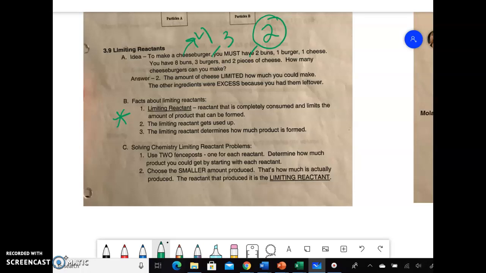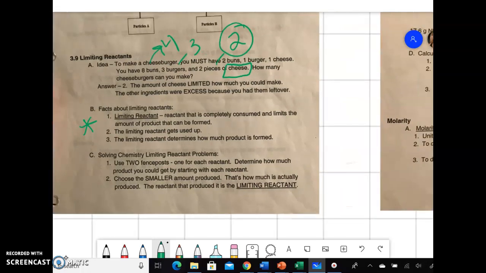A lot of times people don't quite understand these concepts, and for example, in the cheeseburger problem, they'll tell me that the limiting reactant is 2. That's not what the question is asking. The limiting reactant is the thing that you ran out of first, so the limiting reactant is the cheese. So it's the name of the chemical that you ran out of first. 2 is how much of the product that was formed. Let's go through an example and let me show you with some chemistry.